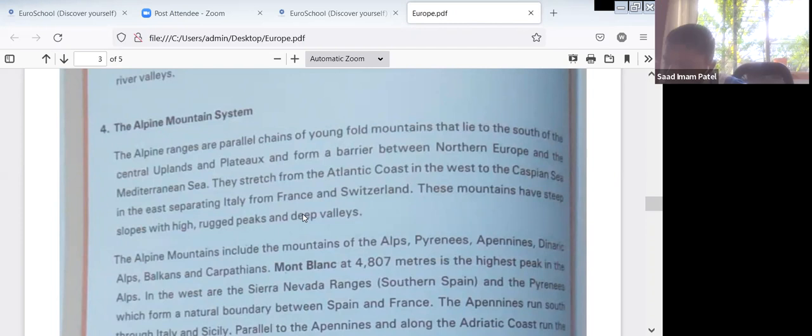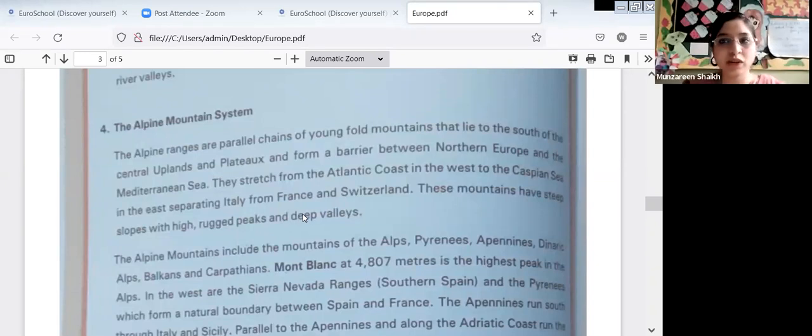Ma'am, the Central Uplands and the Southern Plateaus include many places, including the plateau of Spain, the Massif Central, the Vosges, the Black Forest in Germany, and the Ardennes in Belgium, and also the Ural Mountains are included in the uplands. Yes, very good. So this was just the revision of what we did in yesterday's class. Going by the answers I am getting from you all, I could make out that you have understood the topic clearly. All right. Now let's begin with the fourth topic.